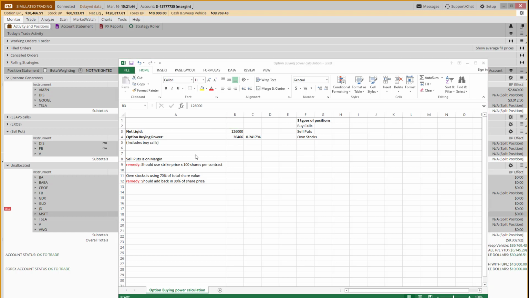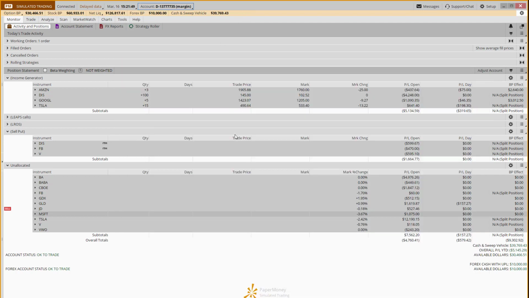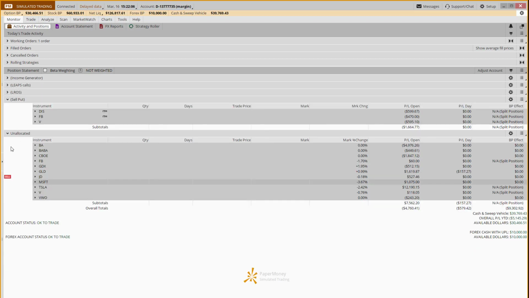Next is the sell put. If you realize, Think or Swim only requires a certain margin for it. Ideally, before you even do this, you want to sort out your Think or Swim by the different types of positions: the shares that you own, your LEAP calls or any calls you buy, and your sell puts. You want to sort them out. So let me close everything.